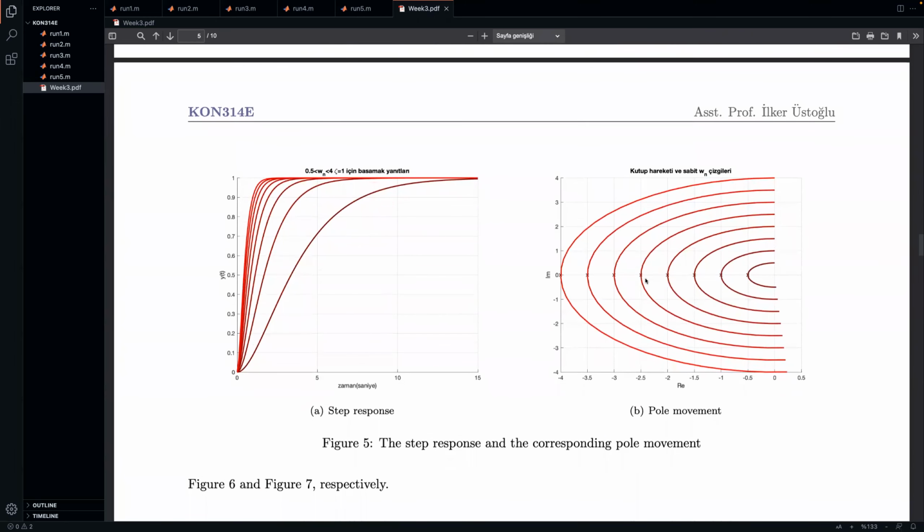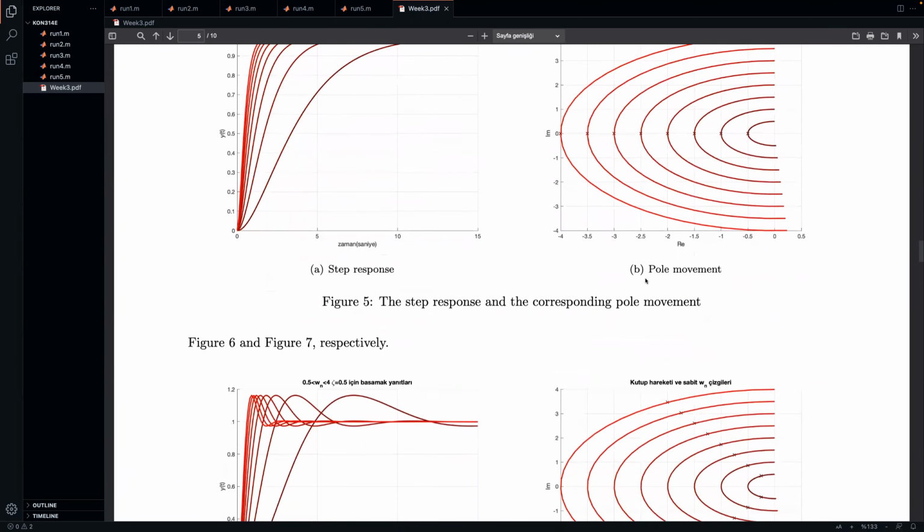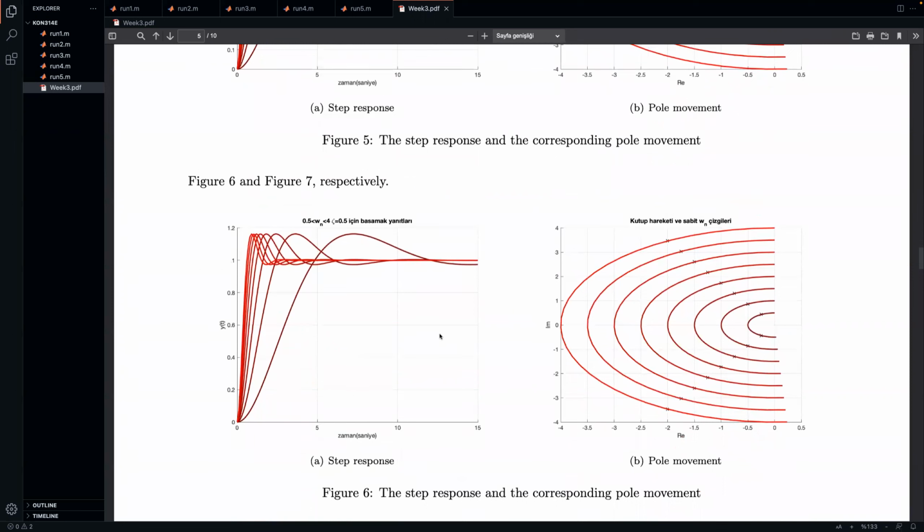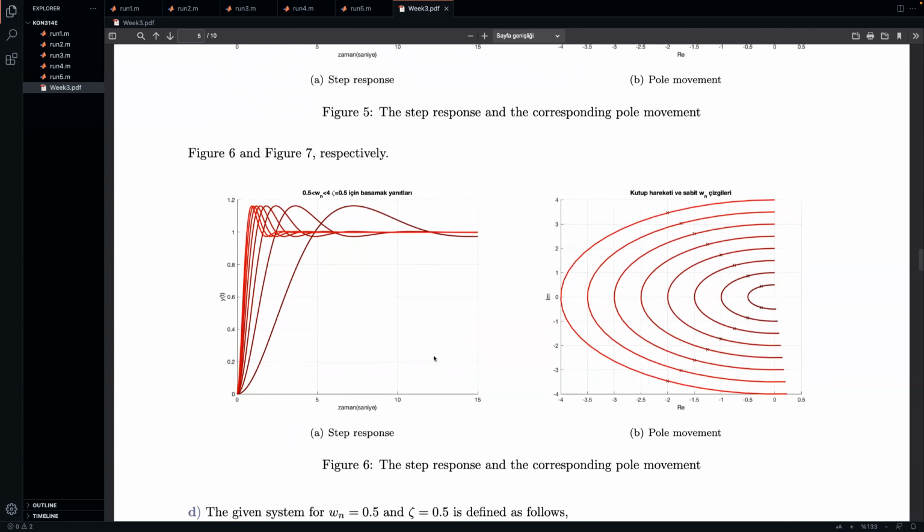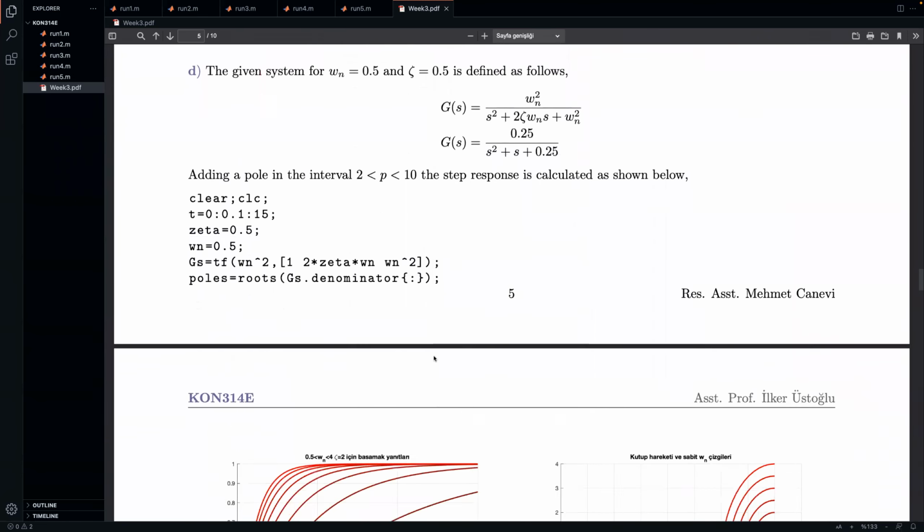If you fix zeta, you fix basically the behavior of the system. And if you vary omega n, the best it can do is stretch out the step response. It's for adjusting the speed of the system, but nothing else. The shape stays and remains the same.